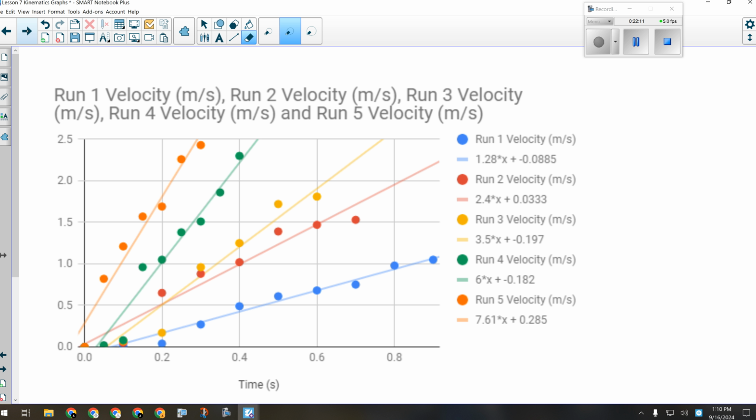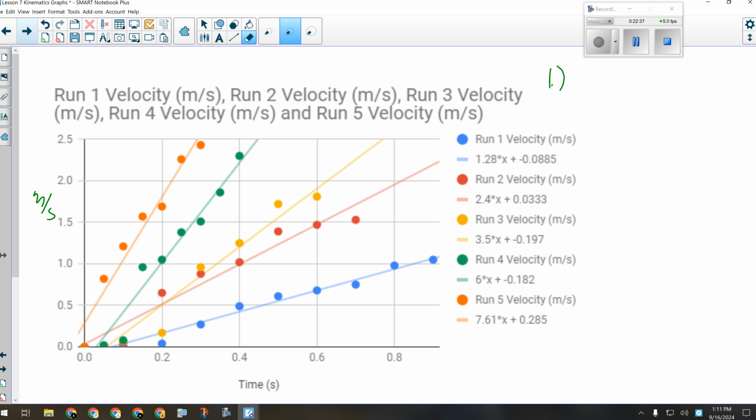Okay, this is a velocity versus time graph. I cut off the meters per second over here. I would like you guys to calculate for me for just run 1 and 2. That's the blue line and the red line, so the first two here.